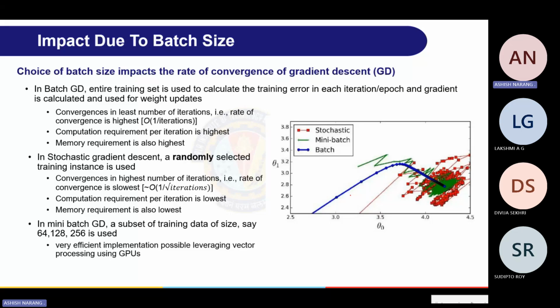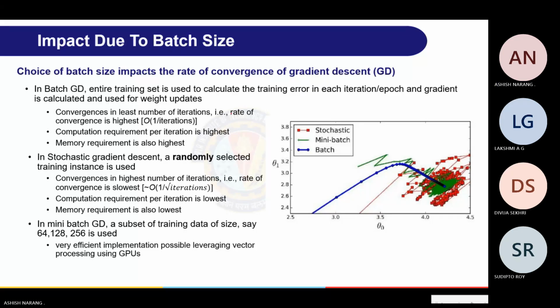Now, next comes the batch size, right? How much batch of data that we are taking. This also impacts the rate of convergence. So there are three variations of gradient descent that we see. One is batch, another is mini batch, and the third one is stochastic gradient descent. So what is the difference? Let us see that.